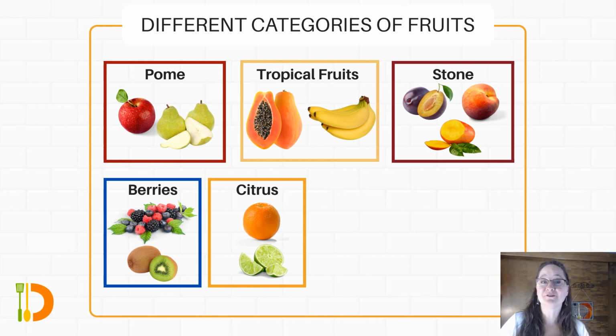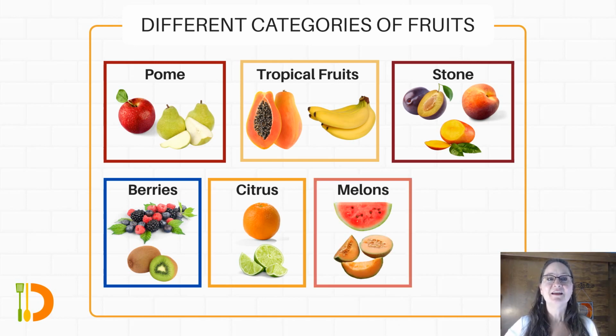Next, we go on to citrus, which includes fruit with a tangy pulp on the inside and thick rind or zest on the outside. This includes oranges, grapefruit, lemon, lime, and so on. Melons include fruits such as watermelon, cantaloupe, and honeydew. These fruits are actually related to the gourd family and have a thick outer rind with a sweet flesh on the inside and many seeds.